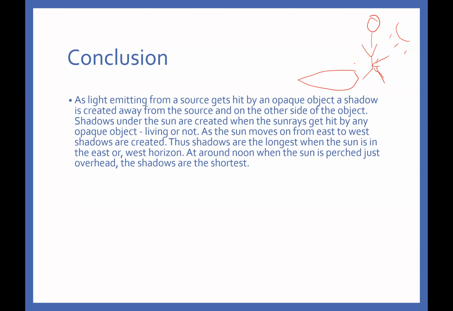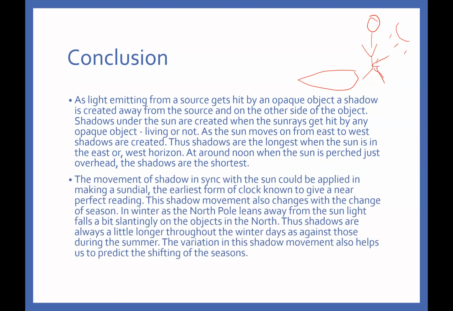Shadows under the sun are created when the sun's rays get hit by any opaque object, living or not, and as the sun moves on from east to west, the shadows are created. So that means shadows are longest when the sun is in the east or west horizon. That's like when the sun first rises and when it first is setting. And around noon, when the sun is perched just overhead, the shadows are the shortest.